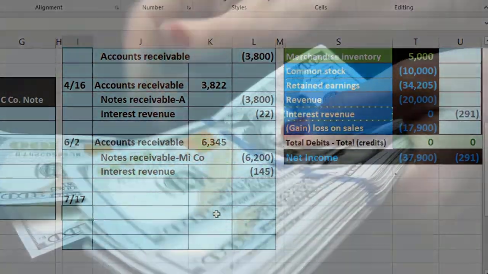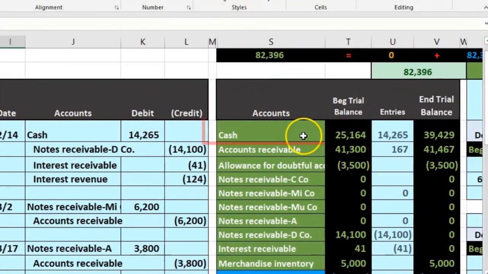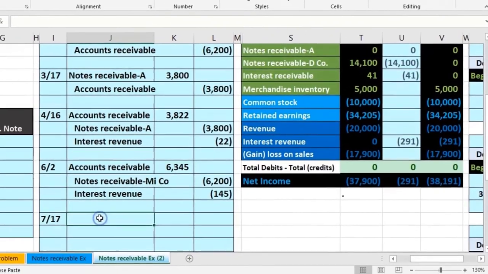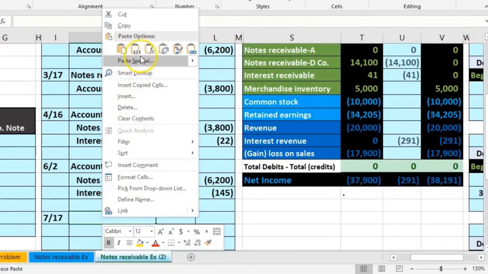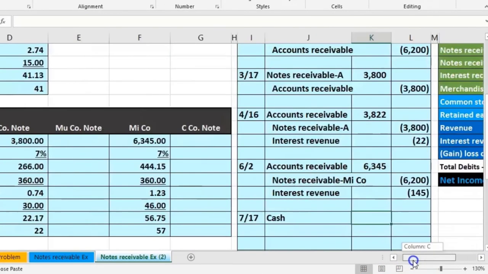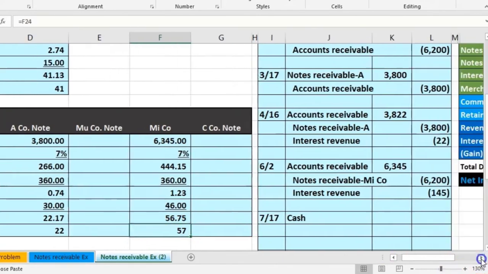So we're going to say, is cash affected? Yeah, we got the cash. So cash has a debit balance. We're going to make it go up by doing the same thing, another debit. Copying cash, putting that on top in J24, right clicking and pasting. 1, 2, 3. Now the amount is going to be for this $6,345 plus the $57 that we got for the interest.